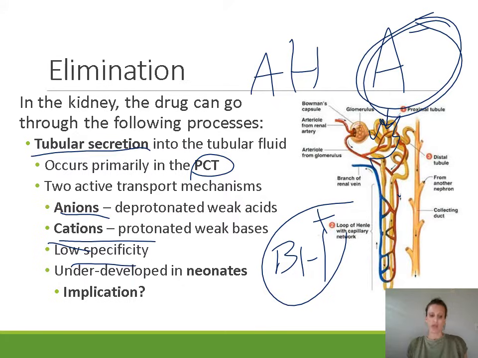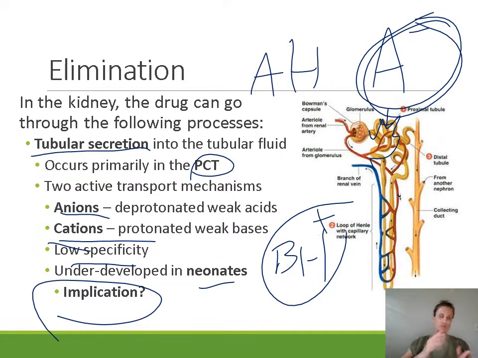These transporters are underdeveloped in neonates. So brand new babies don't have fully developed transporters in their proximal convoluted tubule. So the implication of this is that they would not secrete drugs as well. Now, secretion is a way that we get rid of drugs, right? We're pumping them into the urine to get rid of them. So in neonates, because they don't perform tubular secretion as well, that's one of the reasons why they eliminate drugs more slowly and drugs can build up. Hence, we use smaller doses.